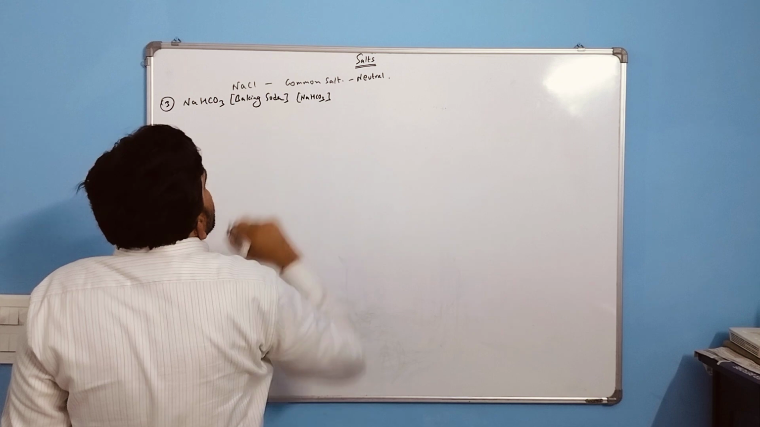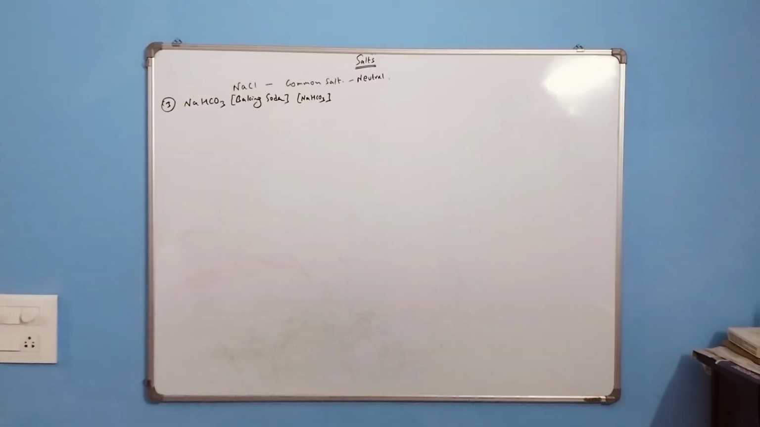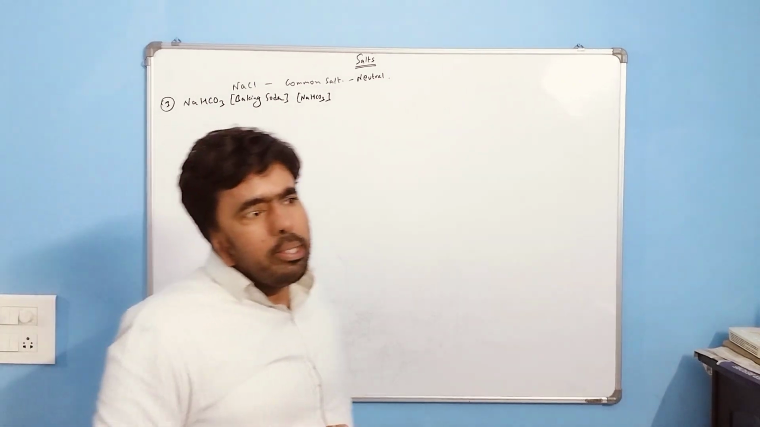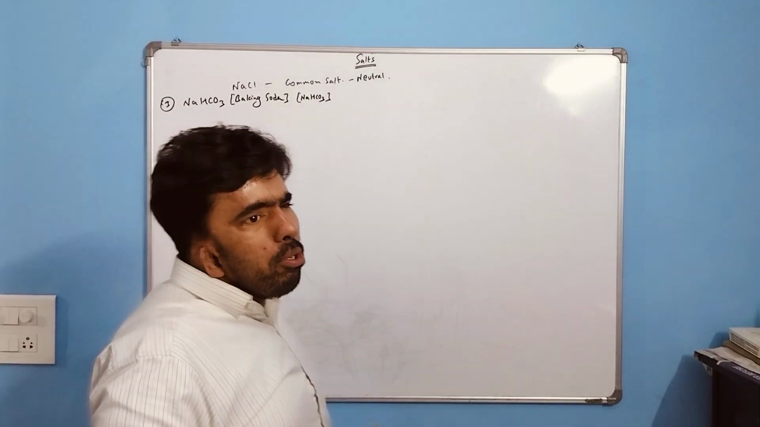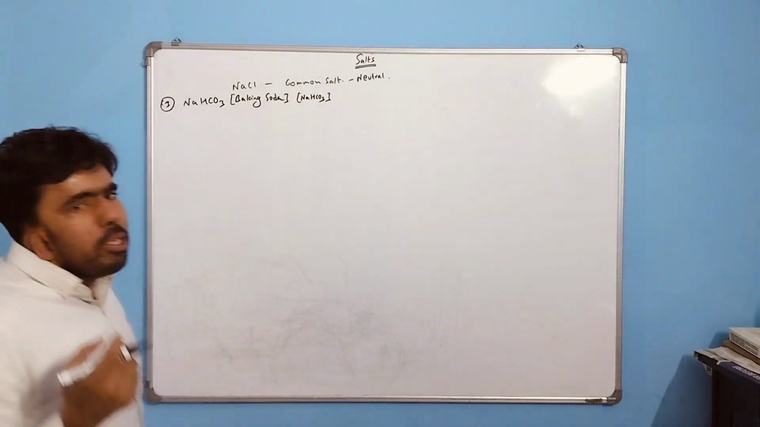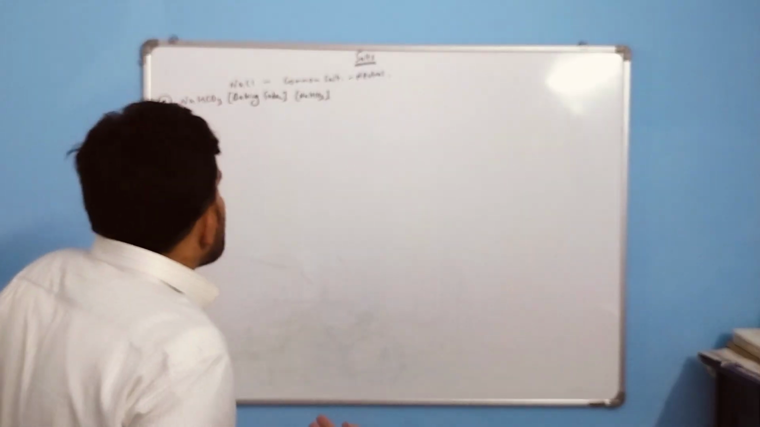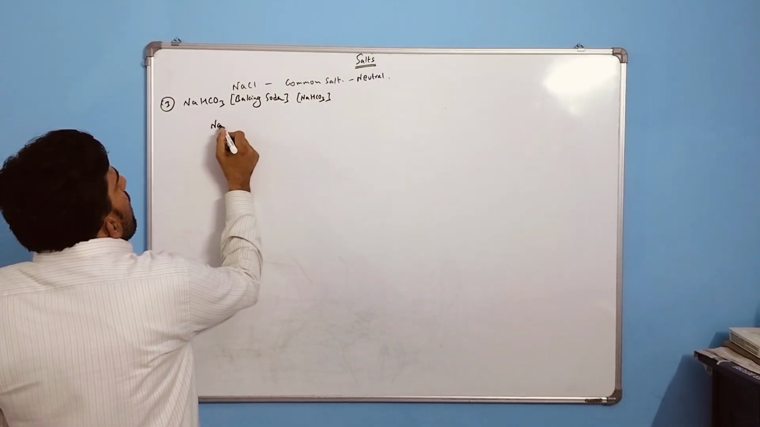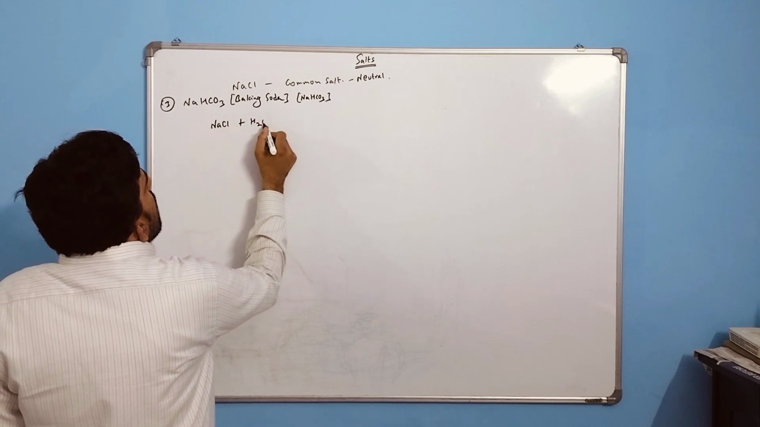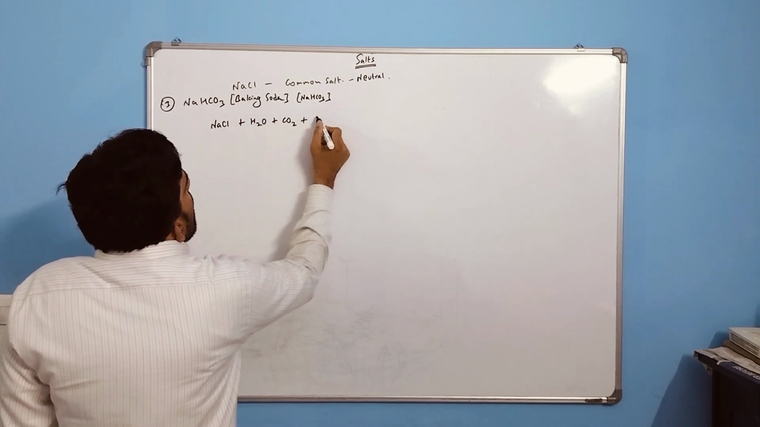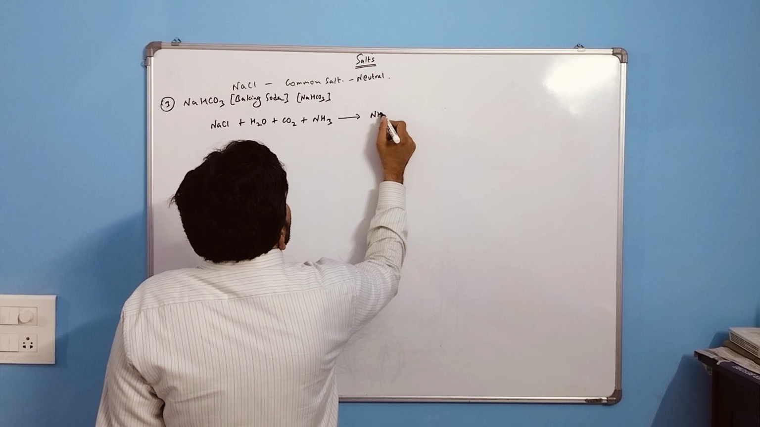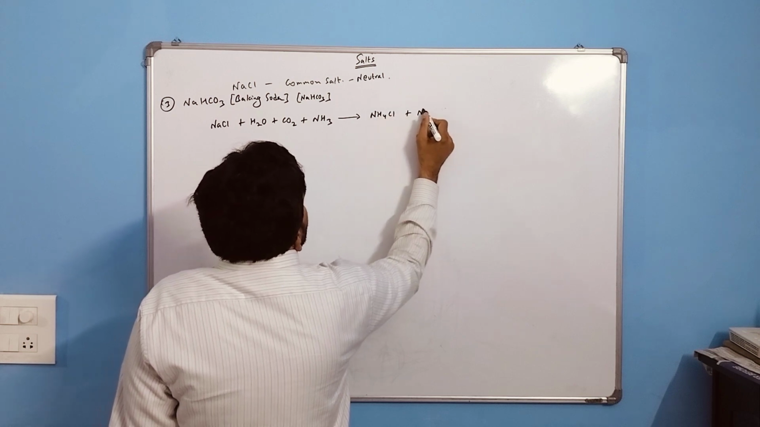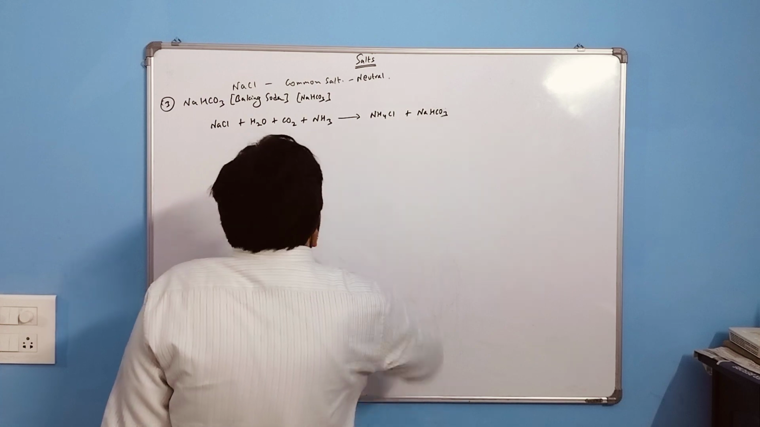Okay, NaHCO3. So now we all know baking soda is used in our kitchen to make crispy pakoras, and sometimes it is also used for faster cooking. So let us see how this salt is produced by using NaCl plus water plus CO2 plus ammonia. So that I get here ammonium chloride plus NaHCO3. Okay, that is called baking soda.